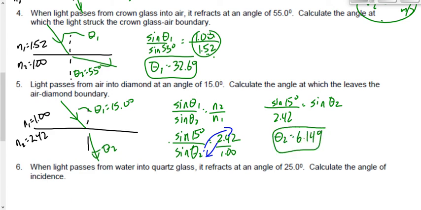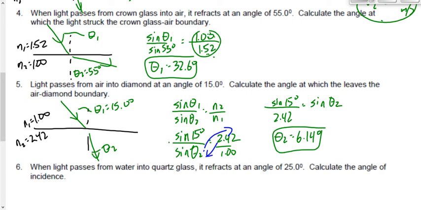Seems like a reasonable number, right? N went up dramatically, V went down dramatically, and theta goes down dramatically. We went from 15 to 6. That's pretty dramatic. So that seems like a pretty reasonable number.